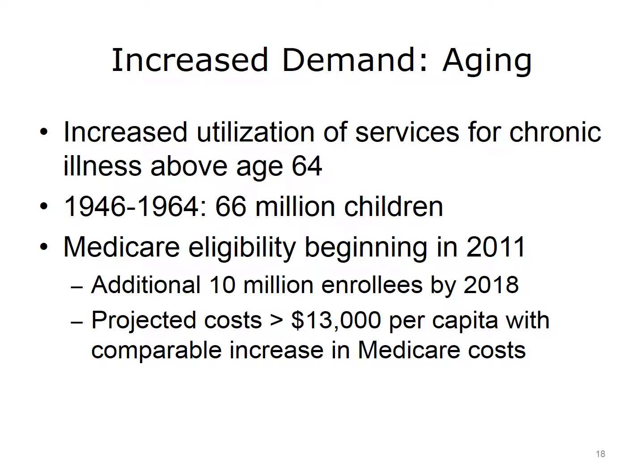66 million children were born between 1946 and 1964, a group called baby boomers, and the oldest of the group became eligible for Medicare in 2011. Projected national healthcare expenditures per capita are expected to rise above $13,000, with much of the burden due to Medicare costs associated with the baby boomers' increased utilization of healthcare services.